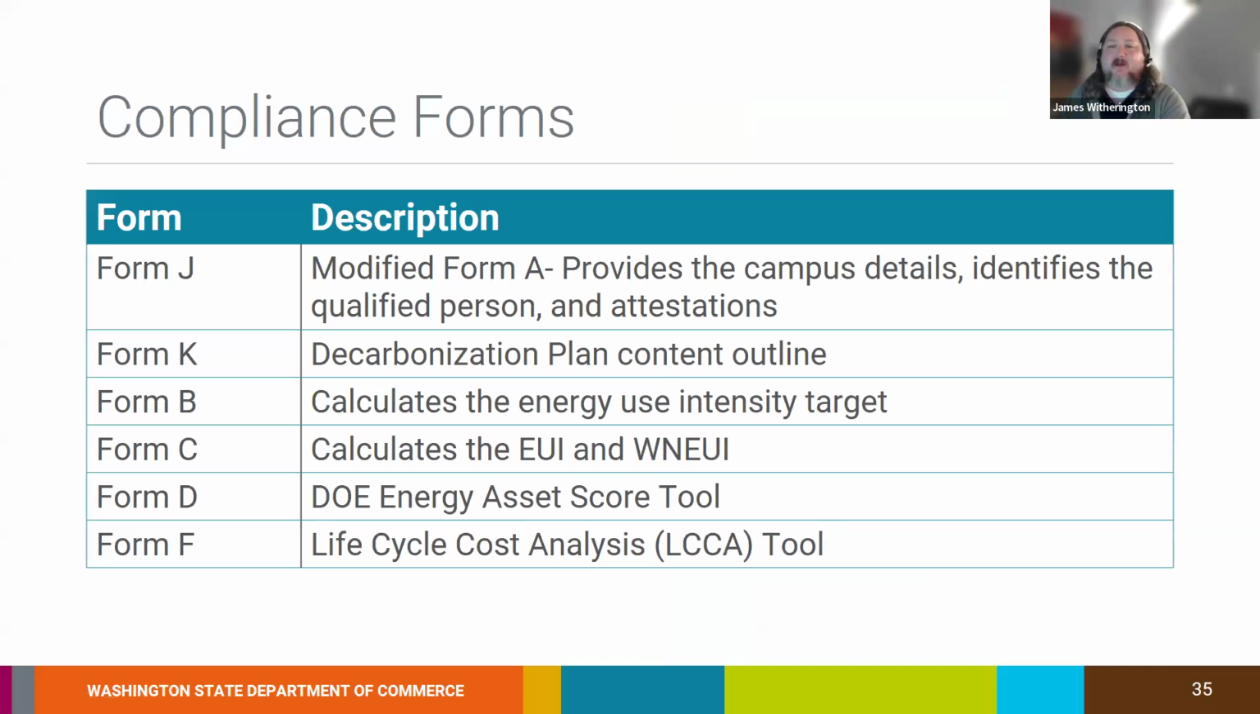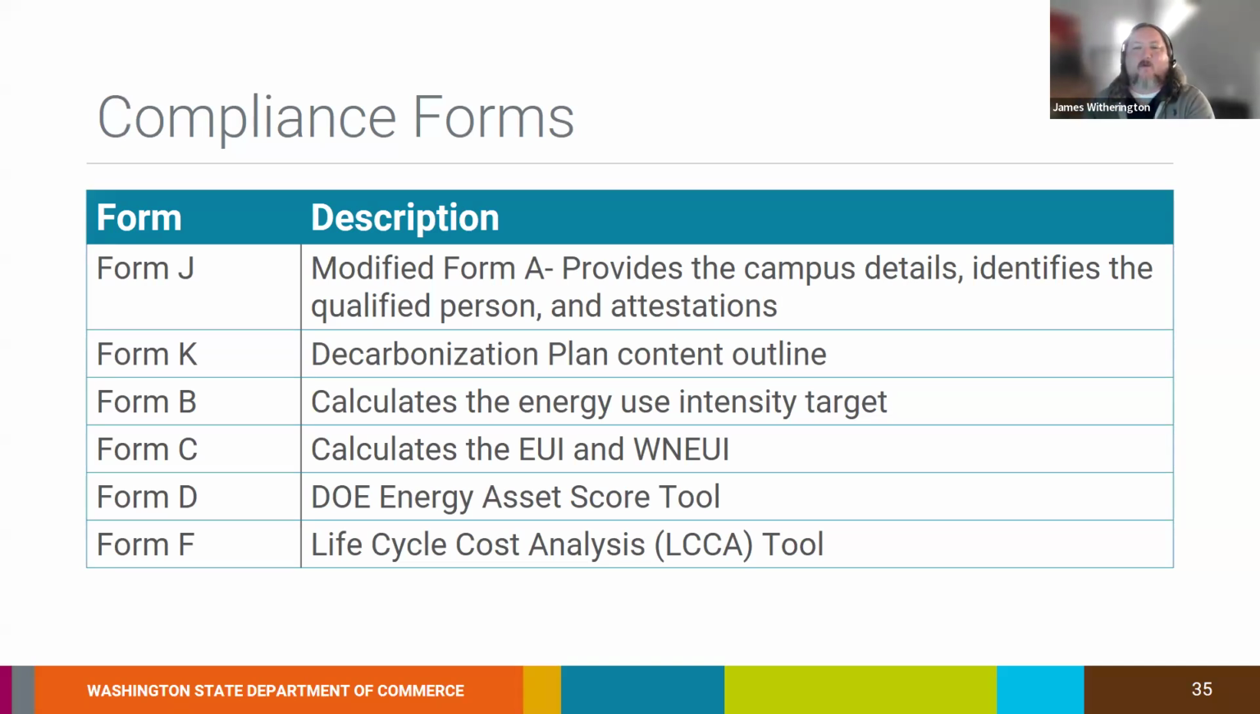Next slide, please. So one of the things that the decarbonization plan requirements have introduced are two new compliance forms. That's Form J and Form K. So Form J is basically a modified version of Form A. Form A is typically your building details form. Form J is your campus details form, so it includes a lot of the same criteria, but at a campus-wide level. Form K is your decarbonization plan outline, and that will include things like your decarbonization plan scope of work, details for the existing district energy system and campus layout, benchmarking data, proposed district energy system details, and other data points that are all outlined in Annex W.